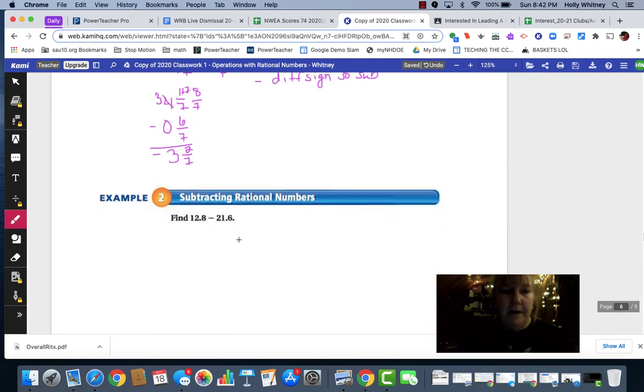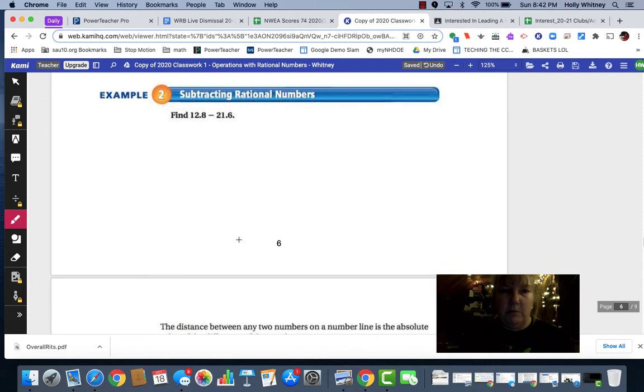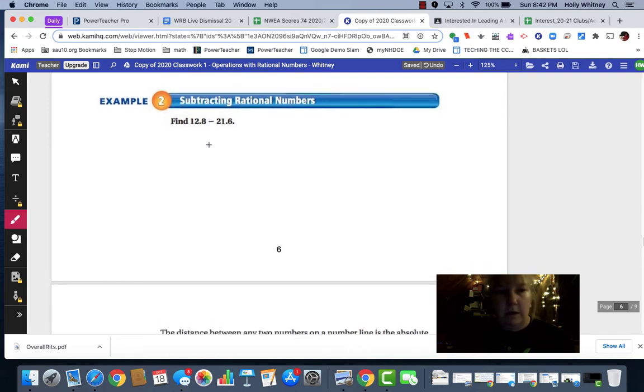Okay, on to subtracting rational numbers with fractions. So again, I'm going to rewrite this as 12 and 8/10, adding a negative 21 and 6/10. So signs are different. Actually, let's add the opposite here. Add the opposite.